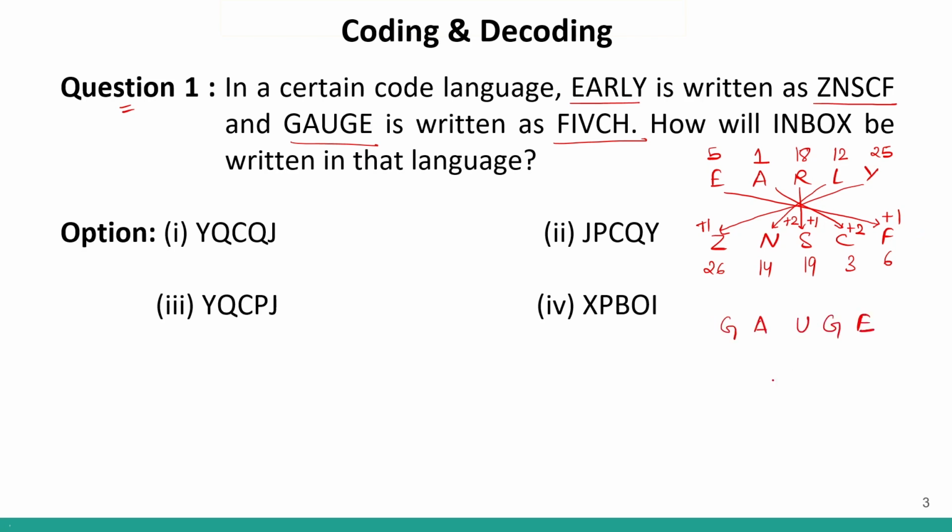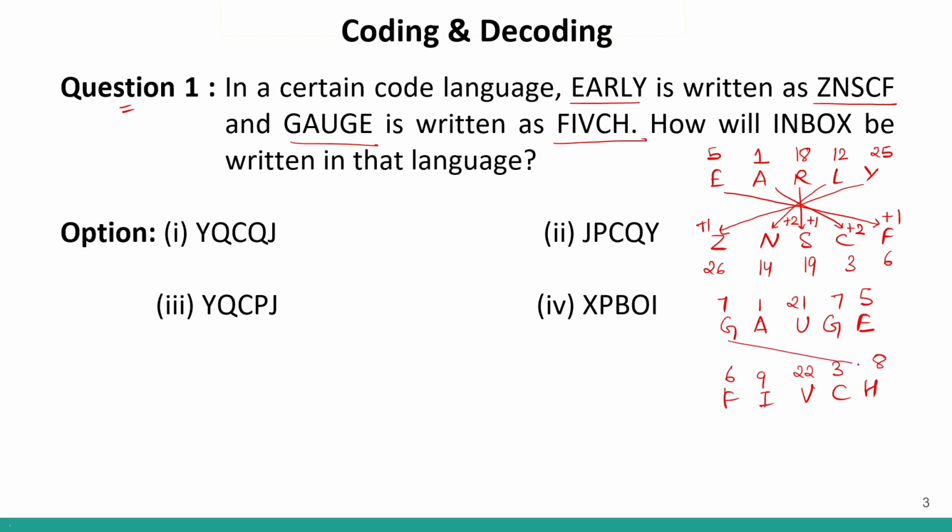Correct? GAUGE is coded as FIVCH. So the code for G is 7, for A it is 1, for U it is 21, for G it is 7, and for E it is 5. The code for F is 6, for I it is 9, for V it is 22, for C it is 3, and for H it is 8.